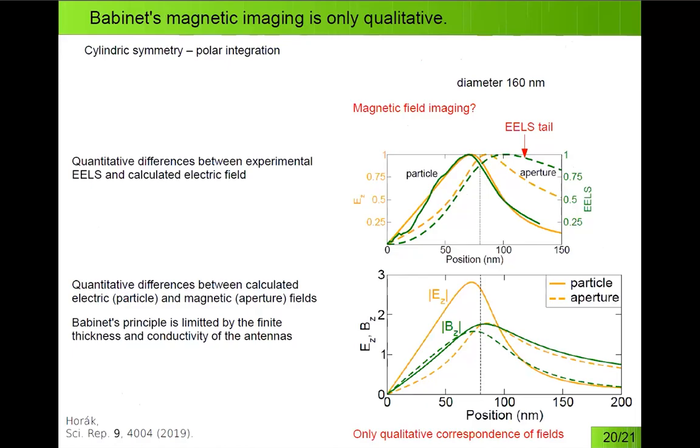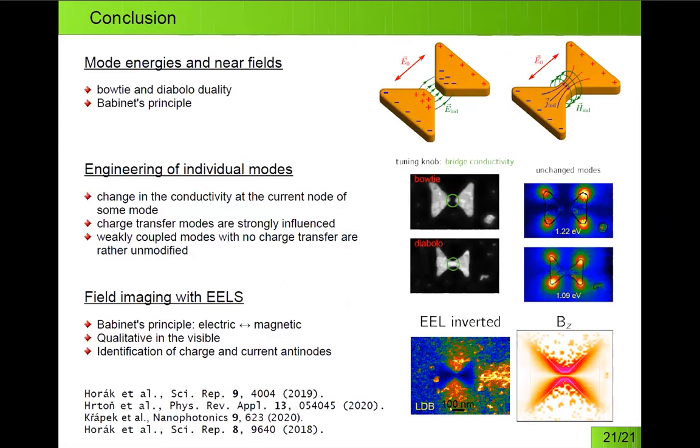So this brings me to the conclusion of this part of my talk and maybe of my whole talk, because the time is over. So by EELS, we are able to resolve specific mode energies and near fields in plasmonics, and I've shown this for the example of two antennas, bow tie and double O. We are also able to engineer individual modes by changing the conductivity of the antenna at specific points of zero current. And EELS allows you to image both electric and magnetic field.